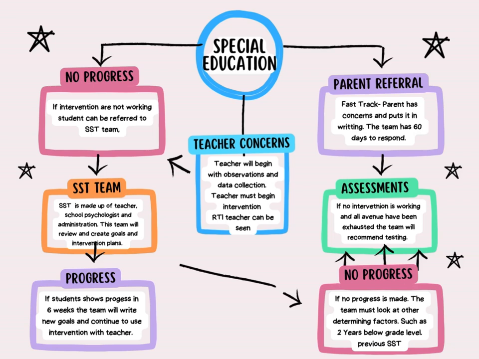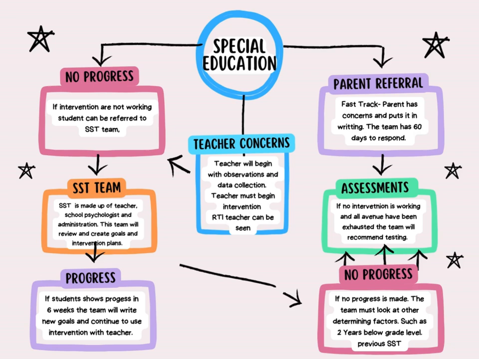So we're going to begin here where it says special education, and if you look straight down, it says teacher concerns. So teachers will begin with observations and data collection. Teachers must begin interventions. RTI teachers can be seen. What this means is that a teacher has already collected data from assessments that she has in her classroom, and she has concerns on a student. Her first step is to continue to observe the student and collect data.